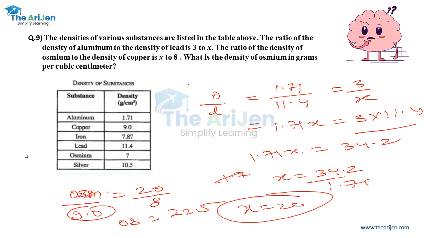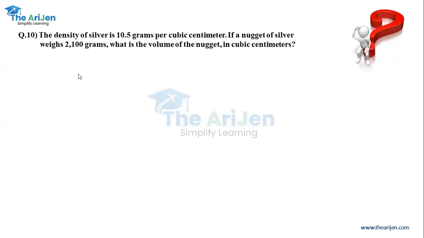Now we will move to the 10th question. It says that the density of silver is 10.5 grams per cubic centimeter. If a nugget of silver weighs 2100 grams, what is the volume of the nugget in cubic centimeters? The density of silver is given in grams per cubic centimeter. So even if you don't remember that density formula, you can figure out that you need to take the value in grams and divide it by the value in cubic centimeters. So you have to plug in the values which have been given to you.